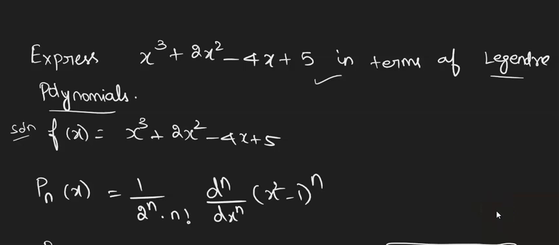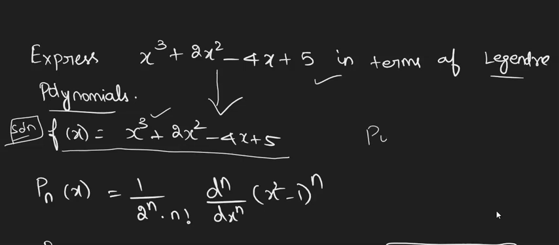Hi, let us solve this problem: x plus x cube plus 2x square minus 4x plus 5 in terms of Legendre polynomials. To solve this problem, let us take f of x as the given question, that is x cube plus 2x square minus 4x plus 5. What is the maximum power here? 3, right? So we have to find P0 of x, P1 of x, P2 of x and P3 of x for this problem.